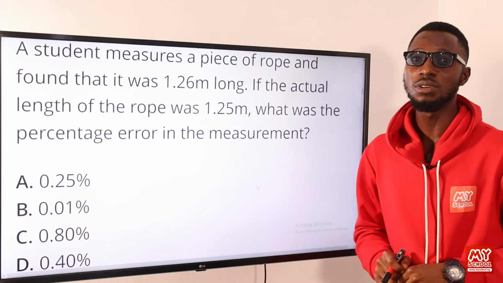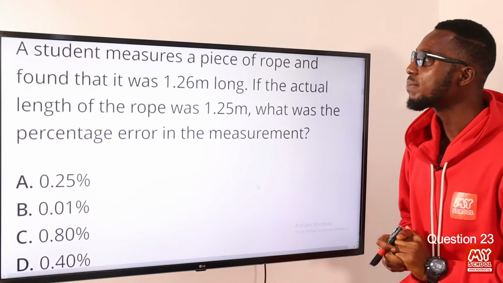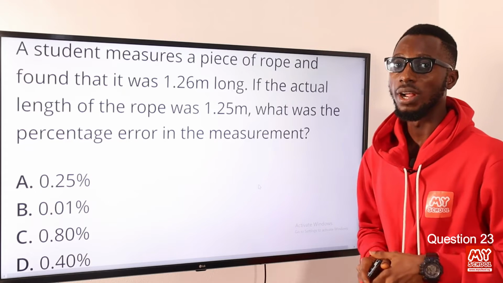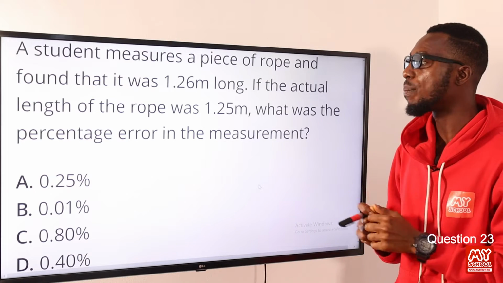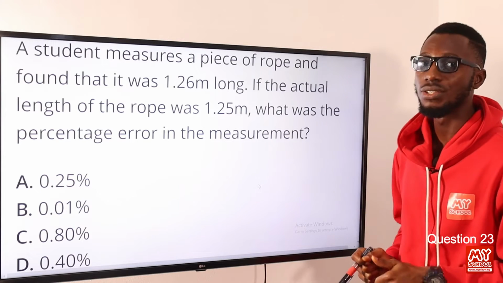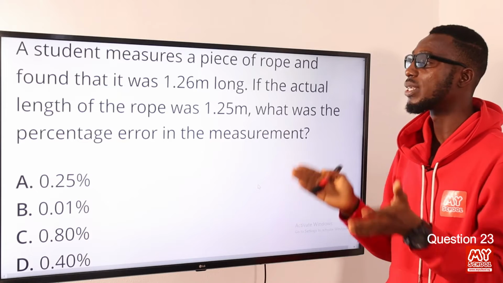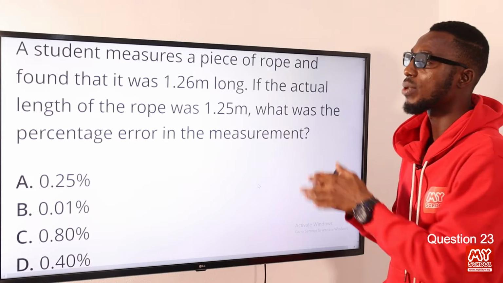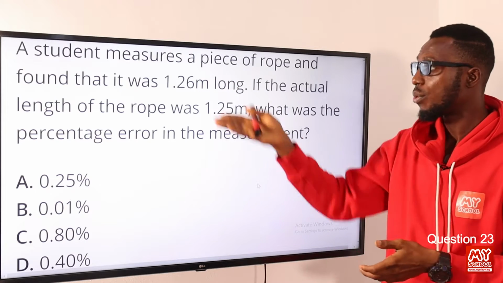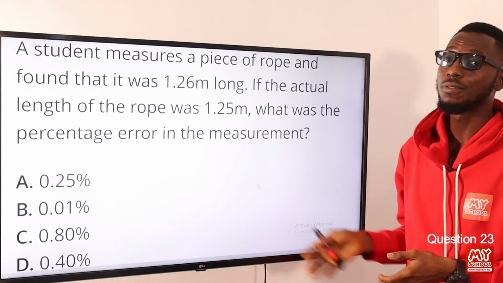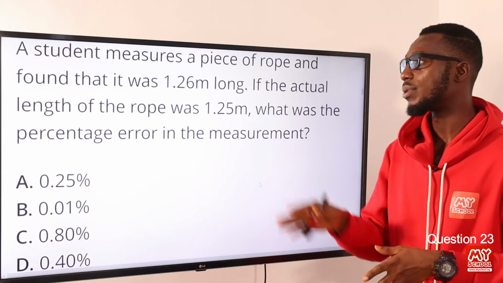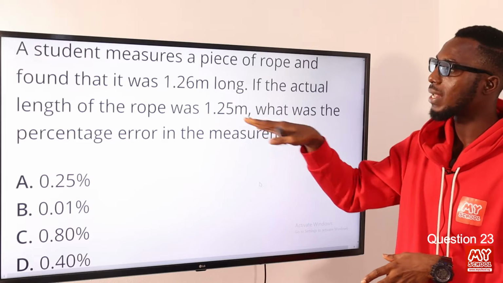So join me as we solve question 23. A student measures a piece of rope and found that it was 1.26 meters long. If the actual length of the rope was 1.25 meters, what was the percentage error in the measurement? So you have to find the difference between what the student measured and the actual length. So 1.26 minus 1.25 is going to give us 0.01 meters. That is the absolute error discovered in the course of measurement against the actual length.